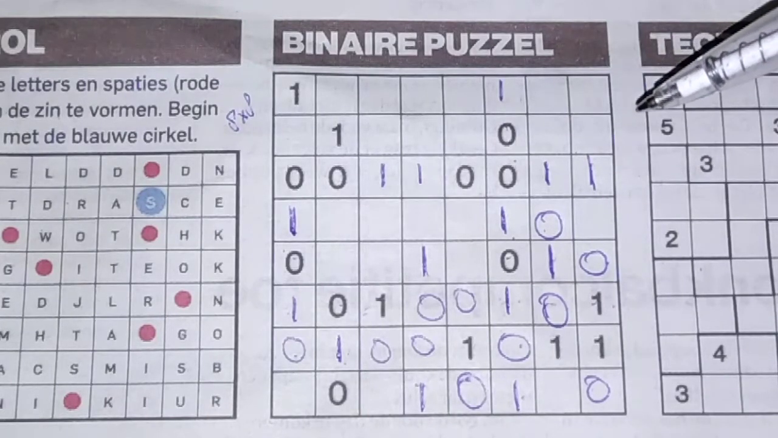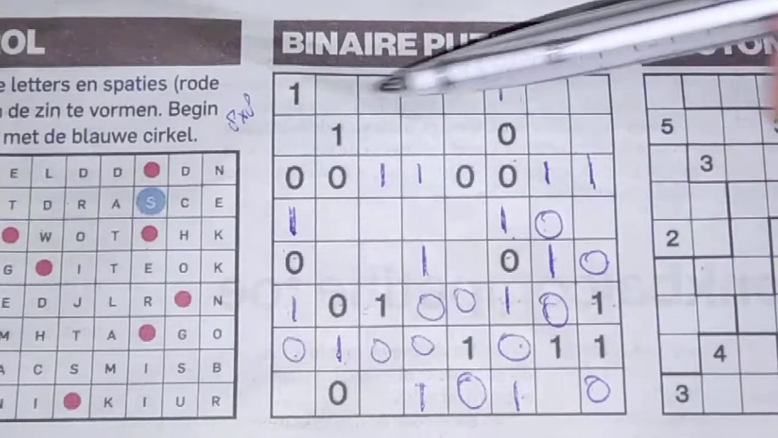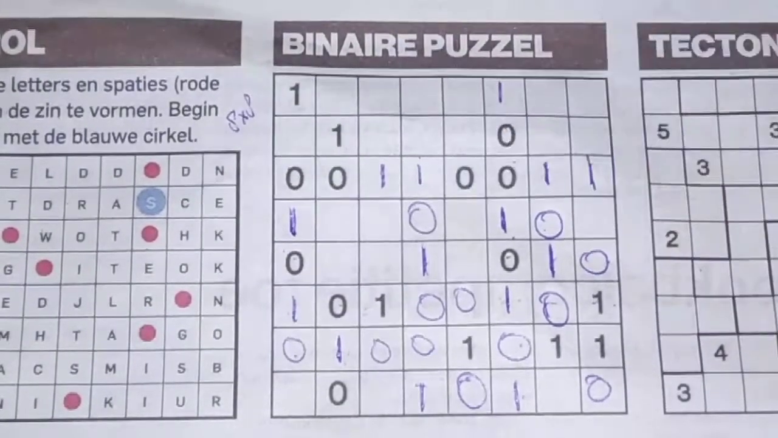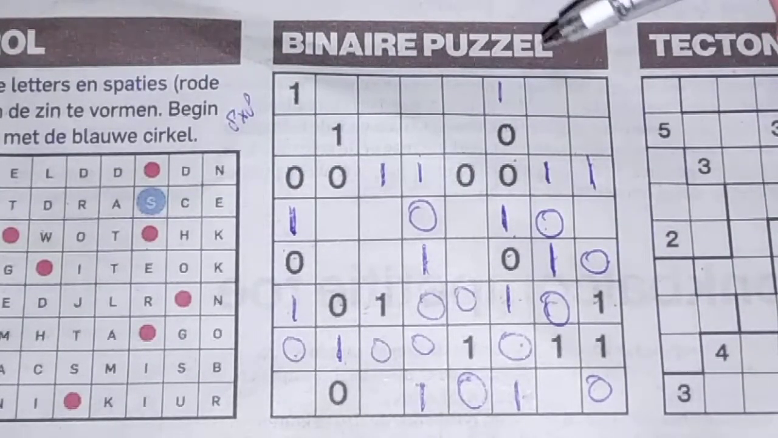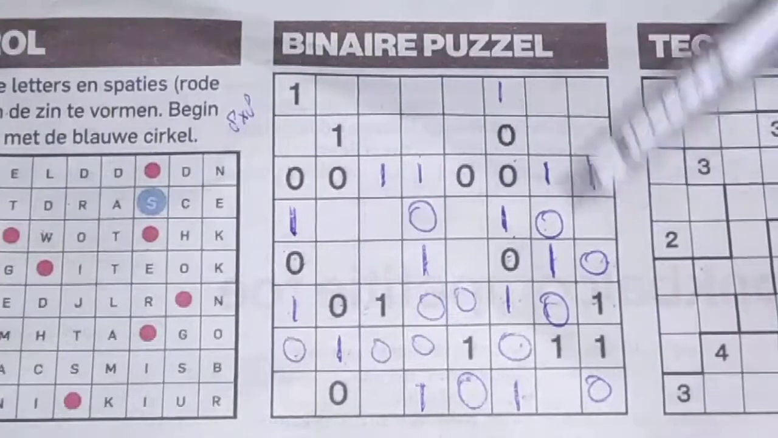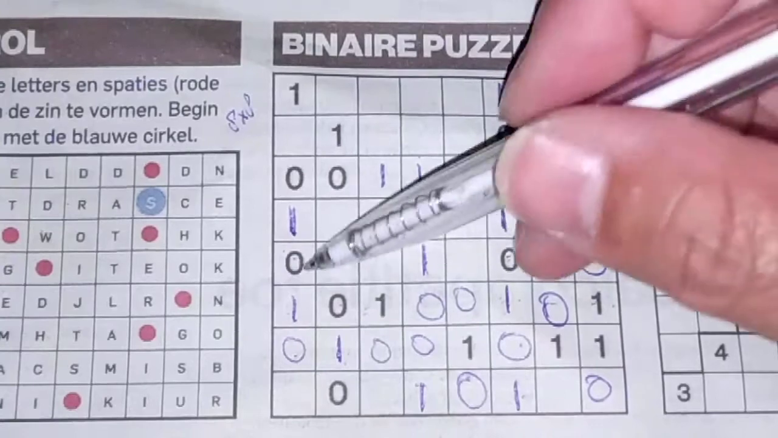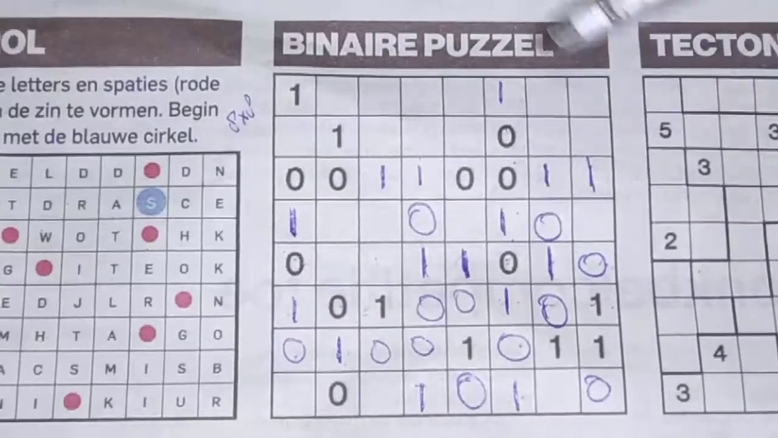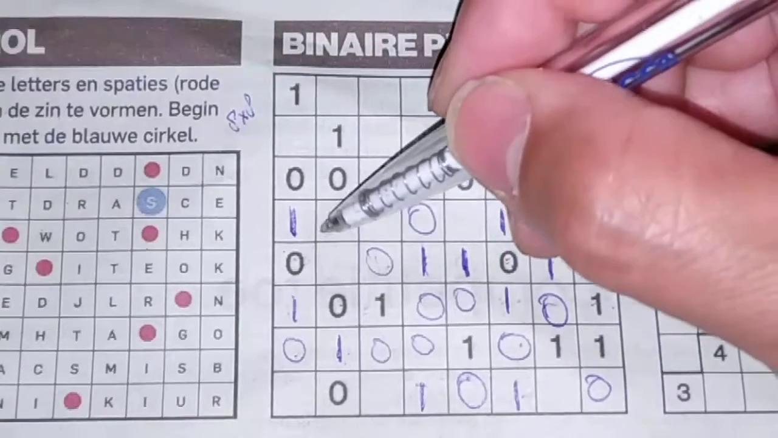Let me think. Yeah, between two 1s comes a 0. 1, 2, 3, three 0s. If I place the fourth 0 here, then we have three 1s in a row, not allowed. So this cannot be a 0. This should be a 1. Double 1, here a 0, there a 0. Between two 0s comes a 1.